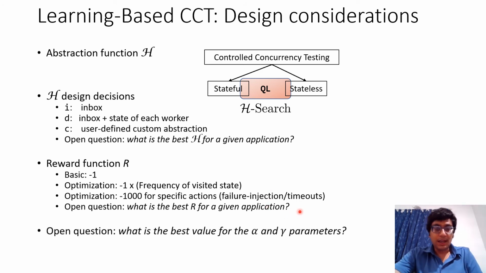function? And as you saw in the value update rule, there are these parameters alpha and gamma. We experimented and went with a particular pair of values, but in general, it's an open question what these alpha and gamma parameters should be for a given application under test.